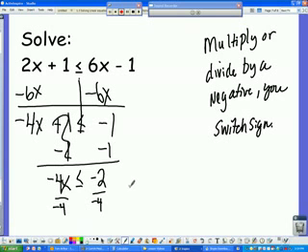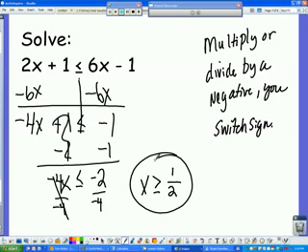to switch the sign. So the 4's will cancel, and then get x. Instead of being a less than, it's going to be a greater than. And negative over negative would give us a positive. 2 over 4 reduces to 1 half. So x is greater than 1 half.